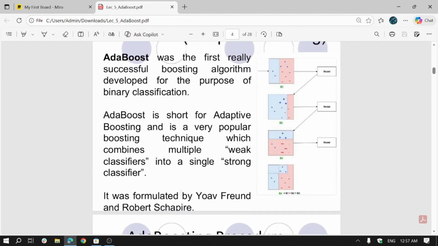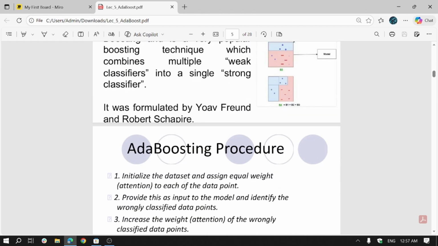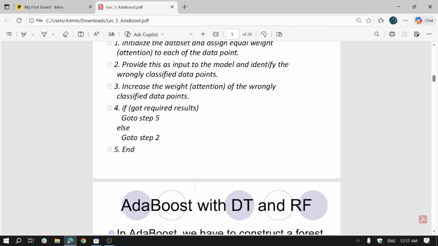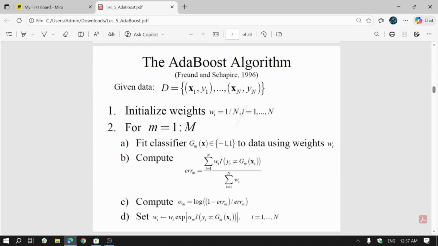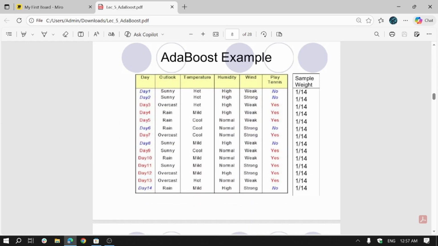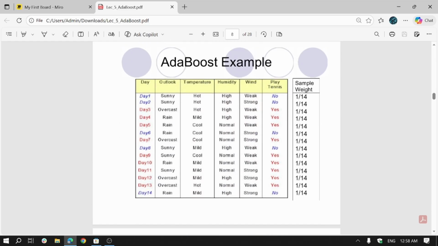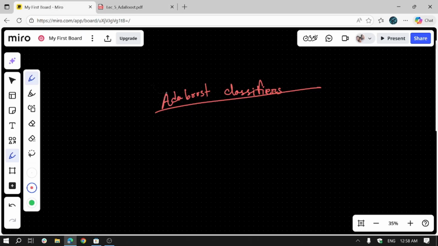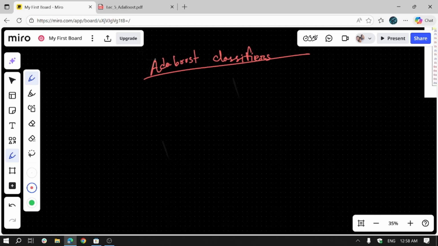So today in this lecture we will learn about how to solve AdaBoost problems, and let's start with this. So let's see the steps first.